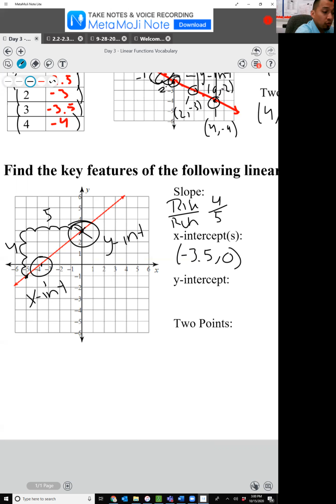And make sure you also label them. Make sure you write the name. My y-intercept is 0 up 3. So 0, comma 3. And I just pick random points. Okay, that's it for today.